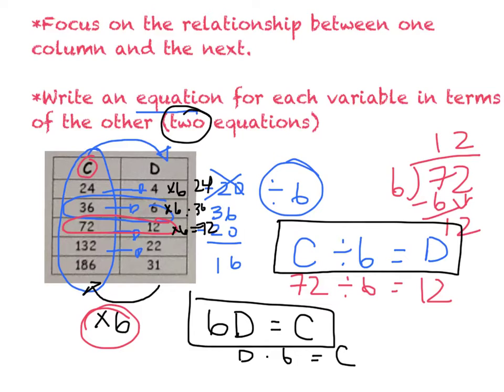So in my black boxes, I have my two equations that show the variable. Notice in one of the equations, we have the letter D by itself, and in the other we have the letter C by itself. That's what it means to talk about one variable in terms of the other. Here I have that D equals C divided by 6. So the variable D is written in terms of what I do to the variable C. Here I have the letter C equals 6 times D. So the variable C is written in terms of what I do to that variable D.